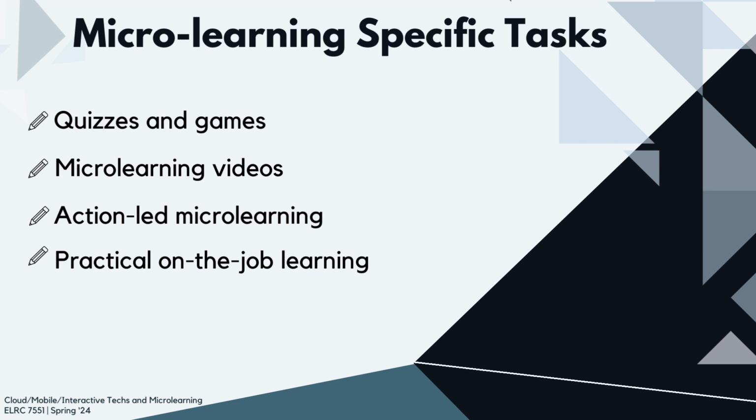Action-led microlearning. This microlearning example encourages learners to be reflective and actively engage with the content by putting their own plan together for developing their skills instead of passively absorbing information. And then finally, practical on-the-job learning. This type of microlearning focuses solely on practical action-based content that users need to do their job more effectively. No theory, no time wasted, just useful, relevant training available on the go.